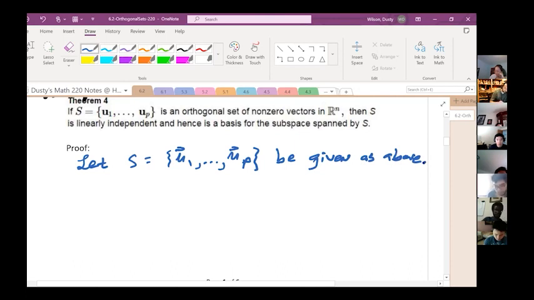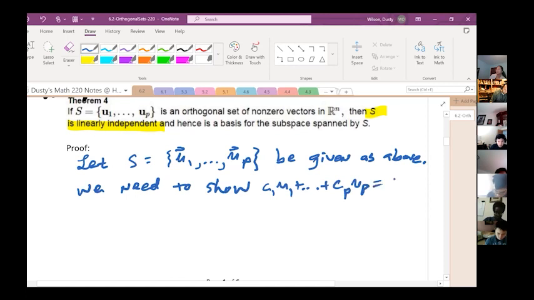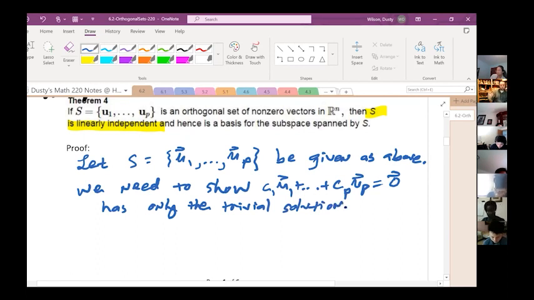Now we're trying to show that S is linearly independent. So if we're trying to show it's linearly independent, what are we going to need to do to show that something is linearly independent? So from Alex, something about the homogeneous equation. What about the homogeneous equation? And from Kevin, only the trivial solution. So we need to show that c1u1 plus ... plus cp up equals 0 has only the trivial solution. So that is, we've got to show that all the c1s to cps are equal to 0, right?